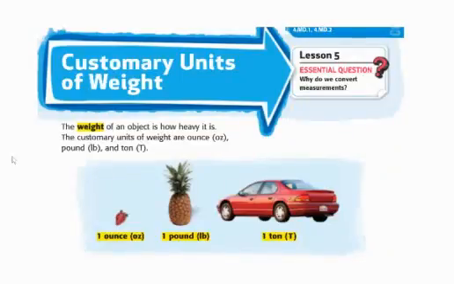So today we're going to be estimating customary units of weight, and we're going to introduce you to three different units of weight in the customary system. The weight of an object is how heavy it is. The customary units of weight are ounce, pound, and ton. Today we're going to be using these three real-world objects as a reference. A strawberry is about an ounce. A pineapple is about a pound, and a ton is about the weight of a car.